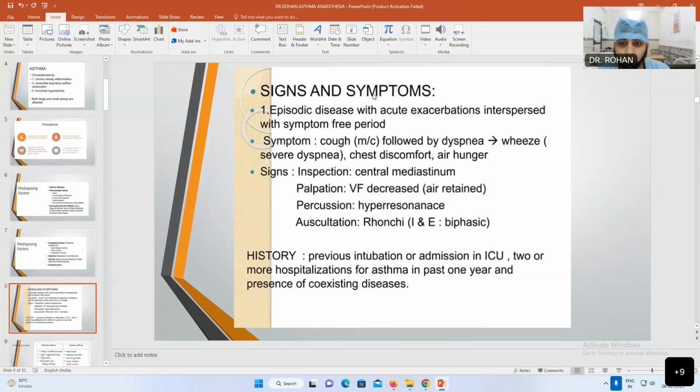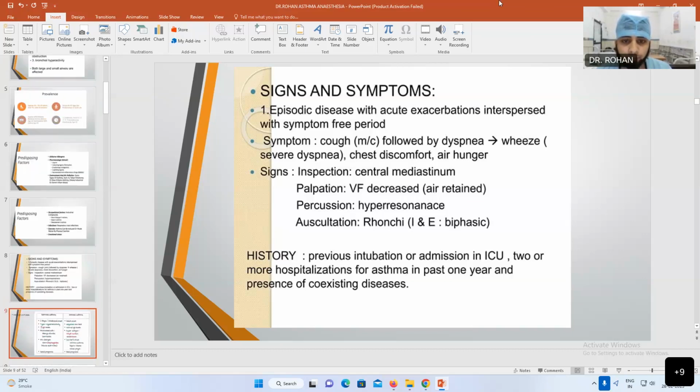Regarding the signs and symptoms of asthma, the most common symptom people express is shortness of breath, and on auscultation we can find wheeze, and sometimes when the attack is severe, there can be a silent chest as well. So people express it as chest discomfort, air hunger, etc. They also have palpitation due to the breathlessness they experience. Along with these, some people also have rhonchi.